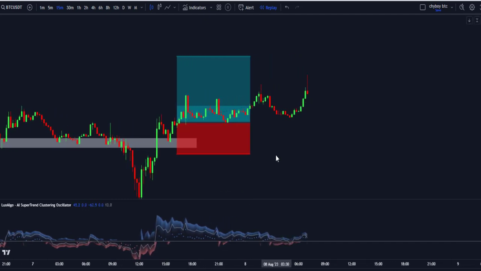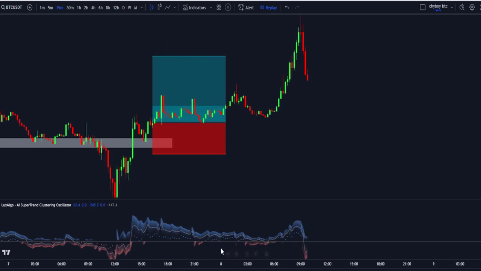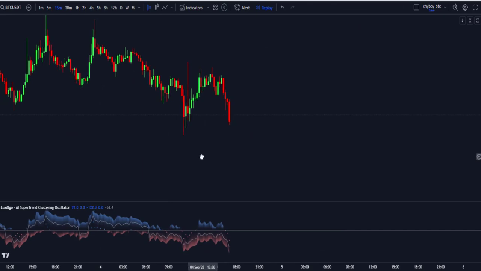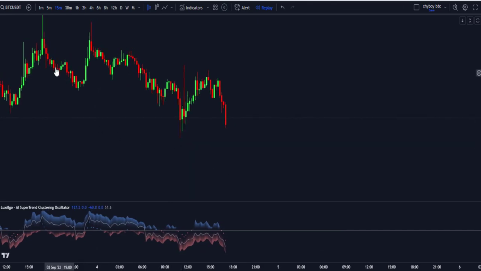As you can see, this trade played out nicely. Let's see how we enter a sell trade using this indicator. We are looking at the same BTC USDT on 15 minutes time frame.